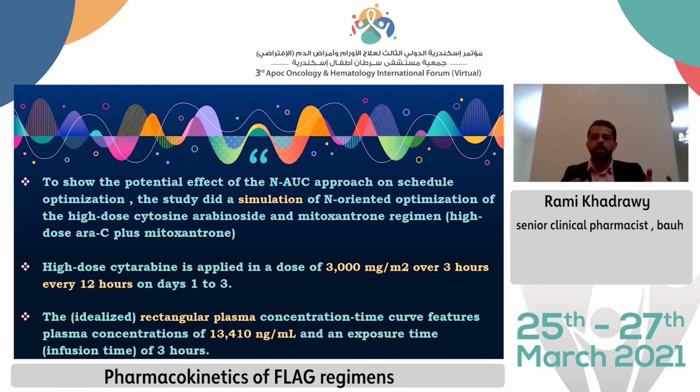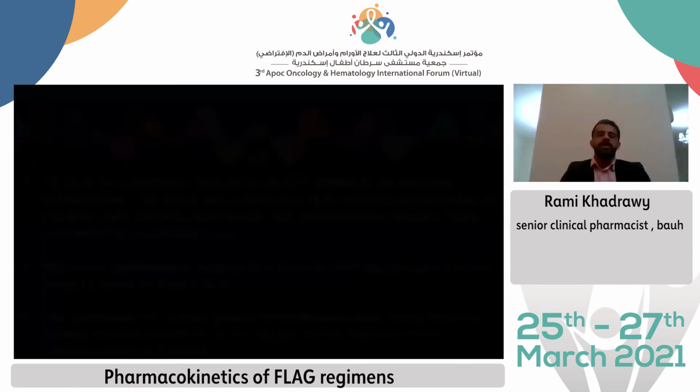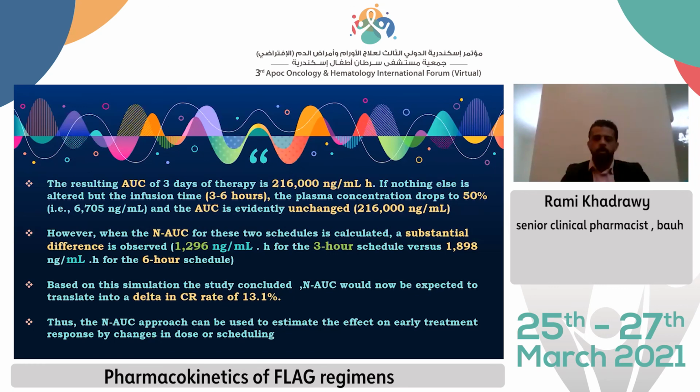cytosine coupled with mitoxantrone. High-dose cytarabine was given at 3 grams per meter square over 12 hours for 3 days. With the idealistic rectangular plasma concentration time curve, the plasma concentration was 13,400 nanogram per milliliter, with a distribution time of 3 hours. The net resulting AUC of 3 days was 216,000.